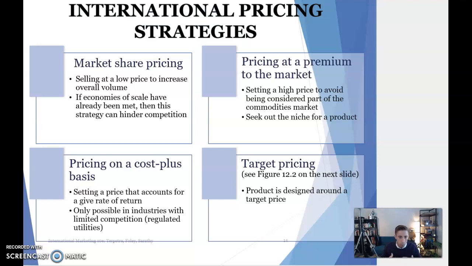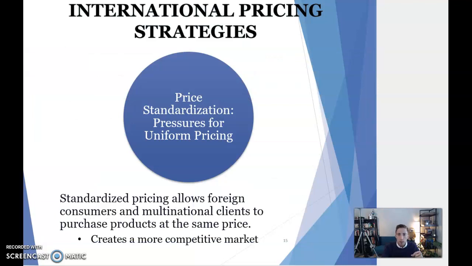If not, is it going to give us the rate of return that we want? So those are a couple ways to look at it. There are lots of pressures on pricing, like standardization or uniform pricing, where foreign consumers and clients purchase products at the same price. Creates a hugely competitive market.